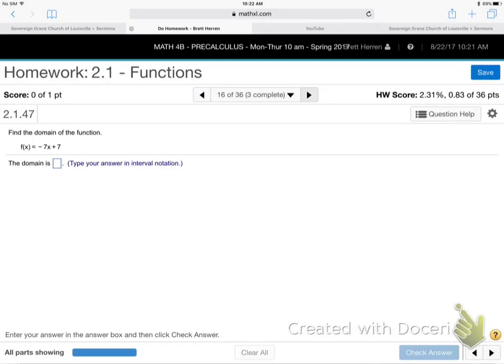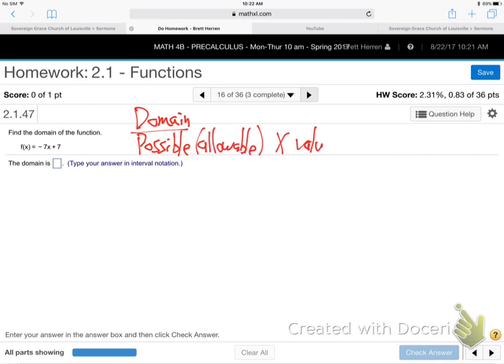So domain. Domain, as you know, is the possible, or I should say allowable, x values. The allowable x values. That's what domain is, right? So let's talk about it. Let's make this as real as we can, and then I think the abstract stuff will make more sense. If I was to say, hey, what's the domain of my toaster? That sounds pretty weird. But what do we mean? We mean allowable x values. What are x? Inputs, right?